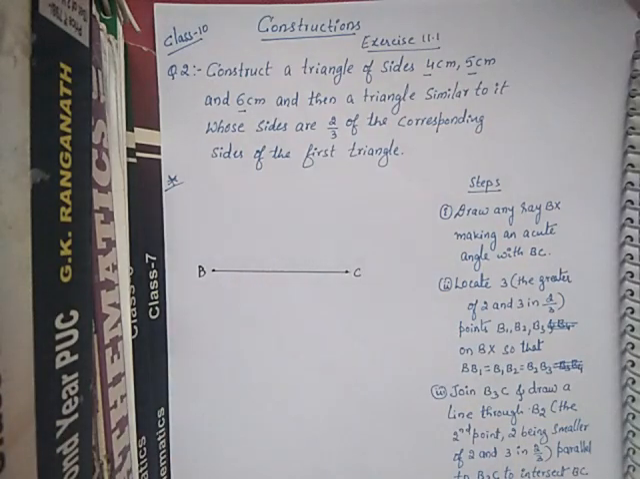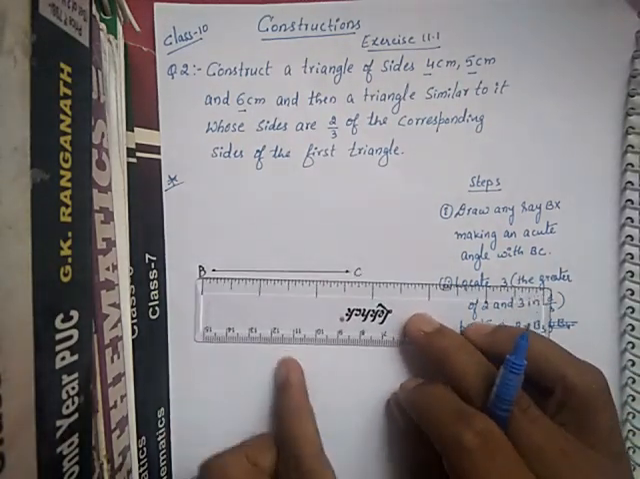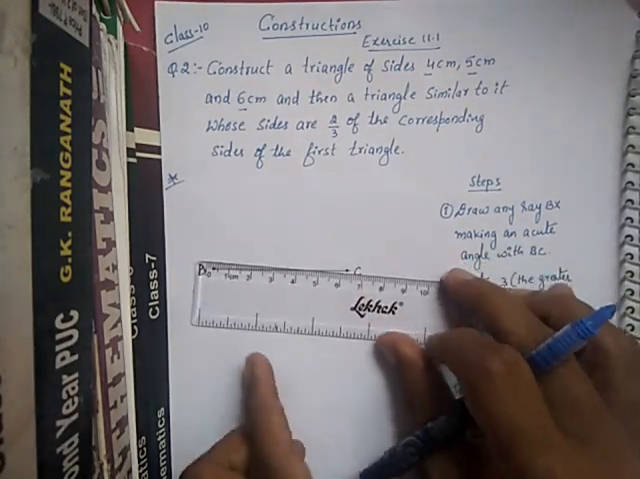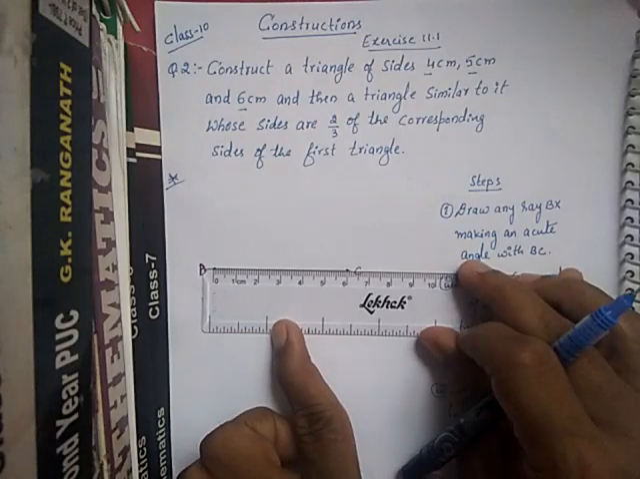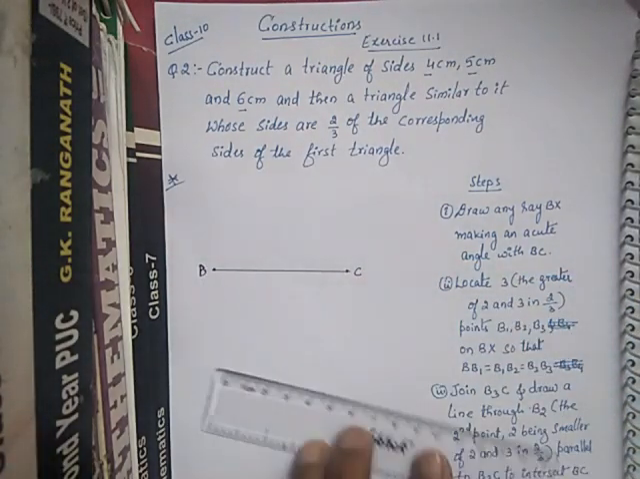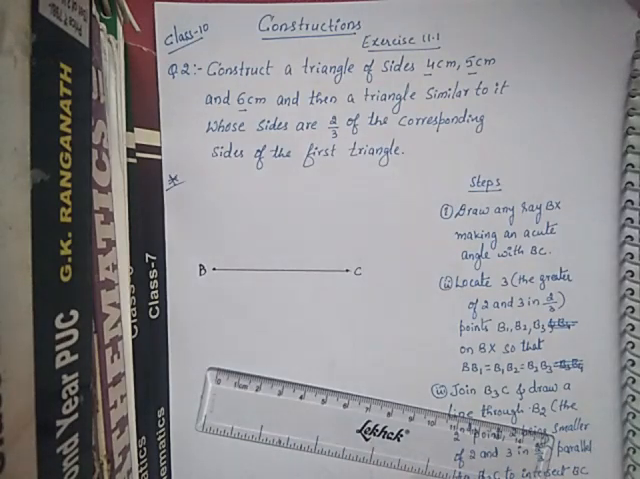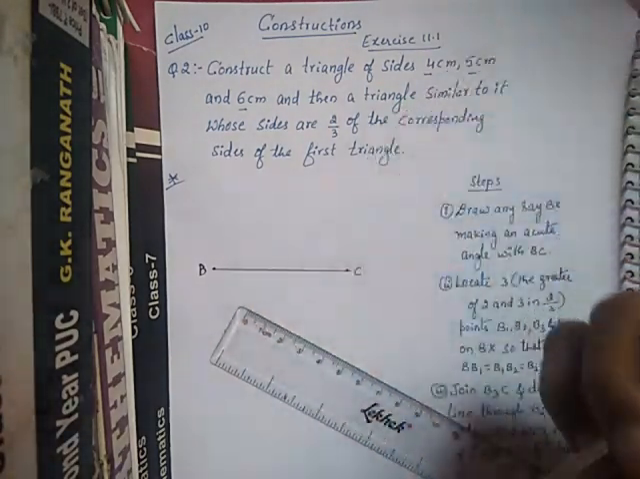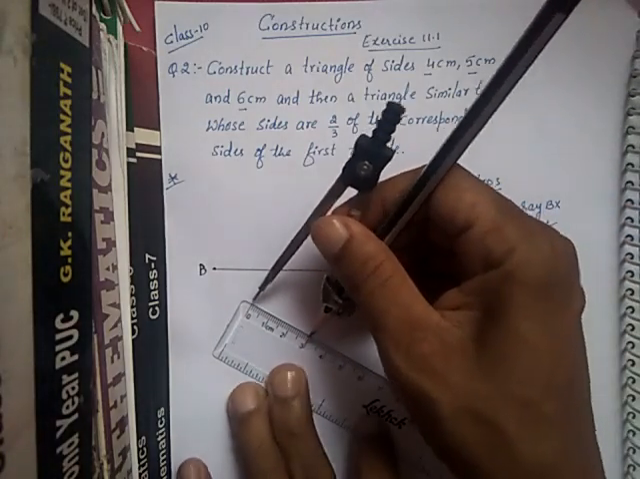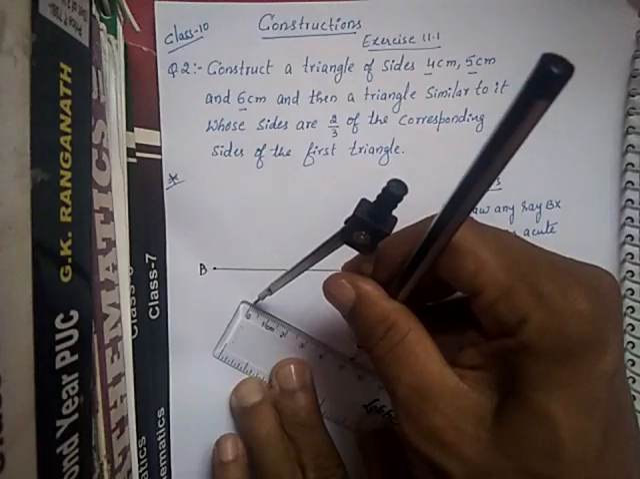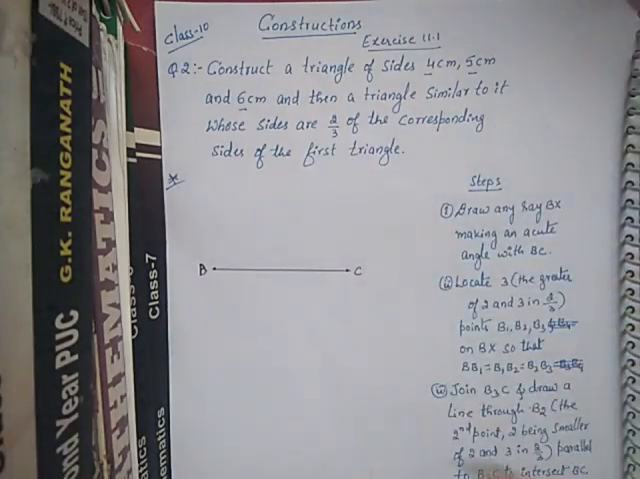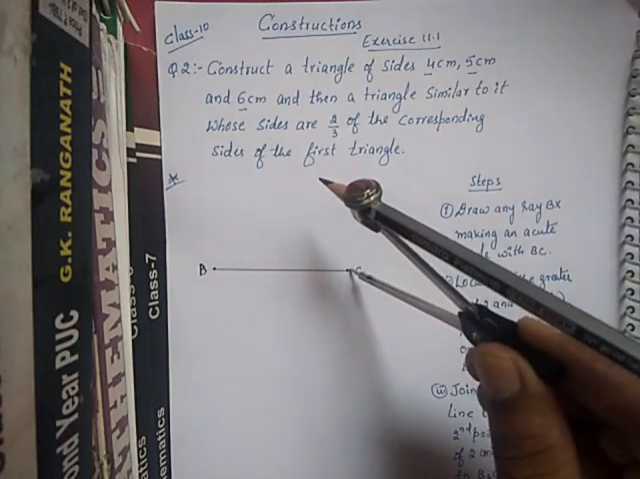So you construct first a line segment of 6 cm from here to here, and you can give the name BC from here to here. Next you can draw from any point, you can take 5 centimeter and 4 centimeter. So I will take here like this 5 centimeter on the scale, and after 5 centimeter I will cut the arc here.